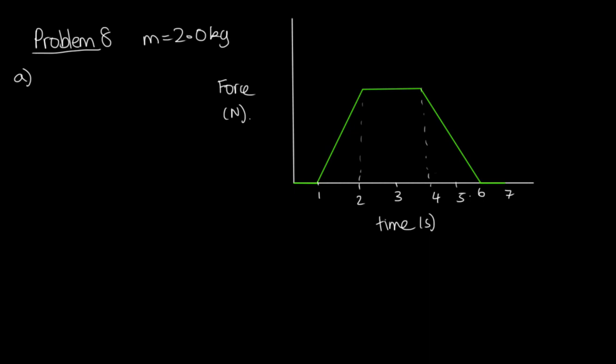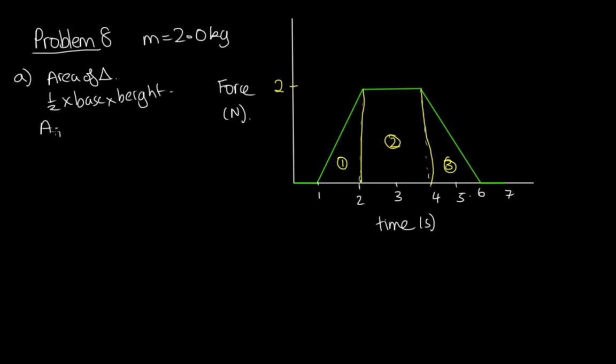So in order to do that, let's split this up into 3 sections. So let's start by doing this triangle section here. So let's call this 1, and then we'll do this rectangular section here, and then we'll do this second triangle here. And the force here is equal to 2 newtons. So to work out the area of this triangle, we need to use half the base times the height.